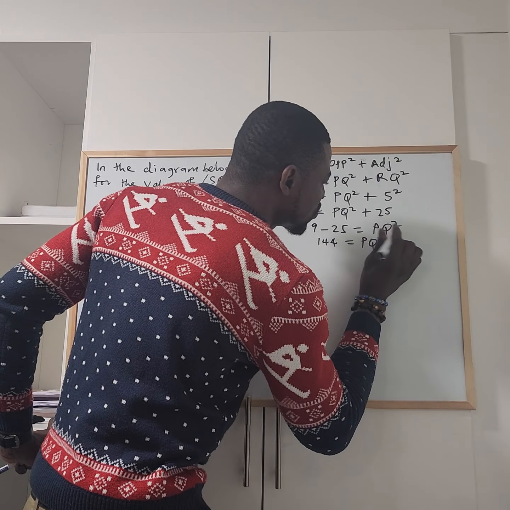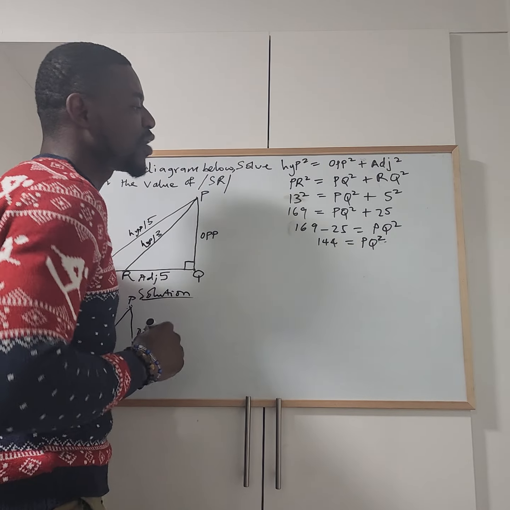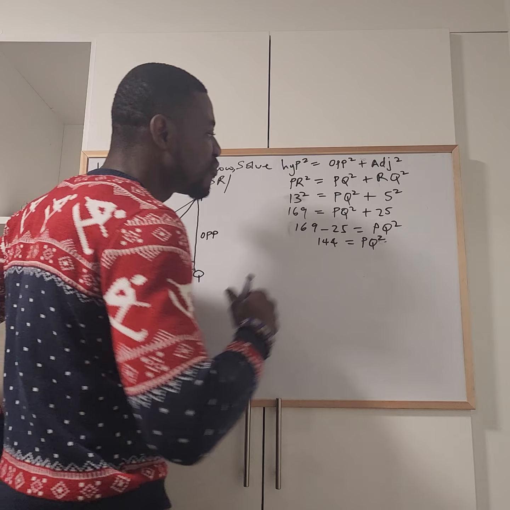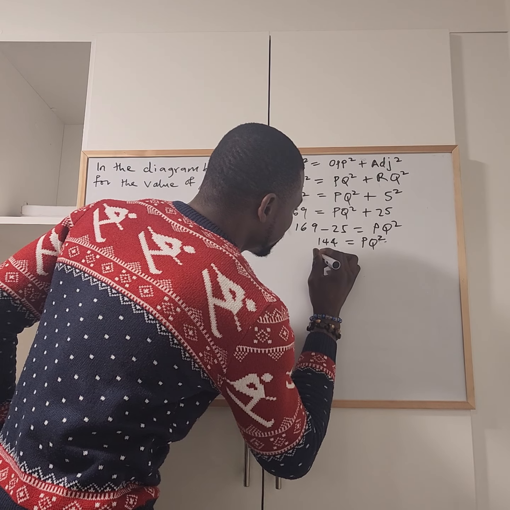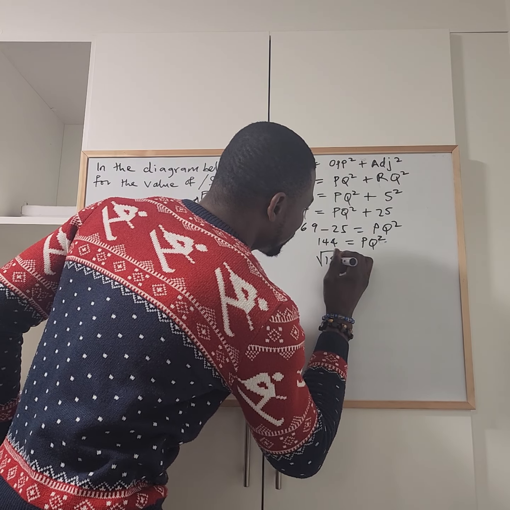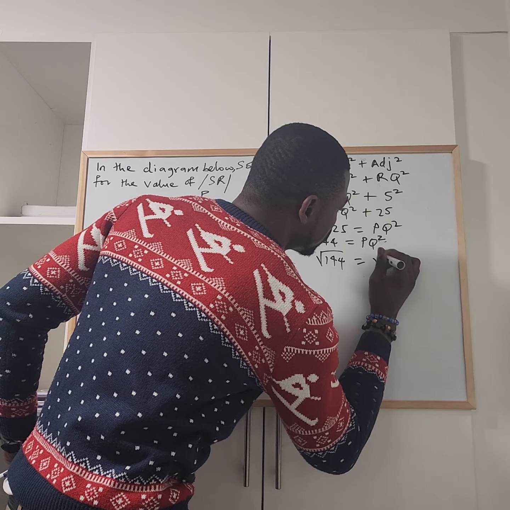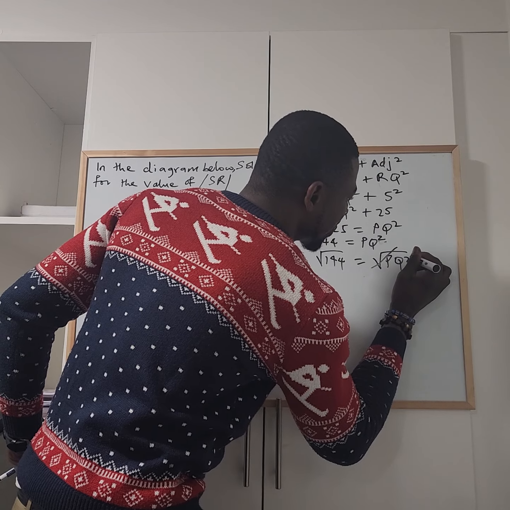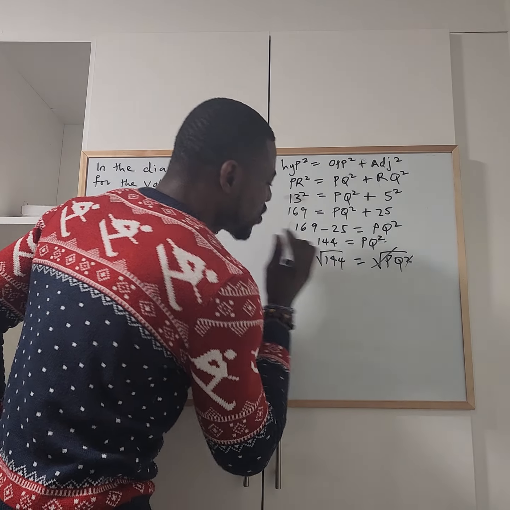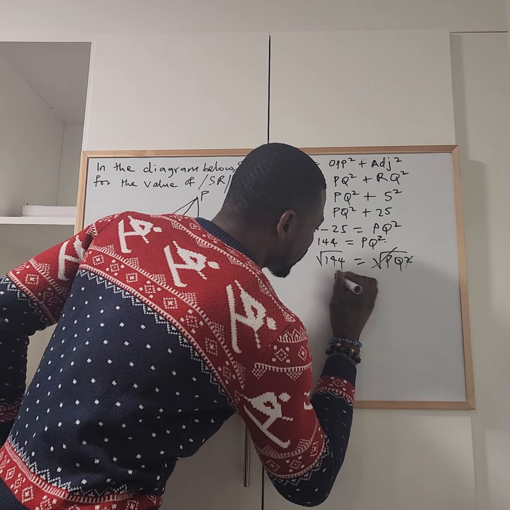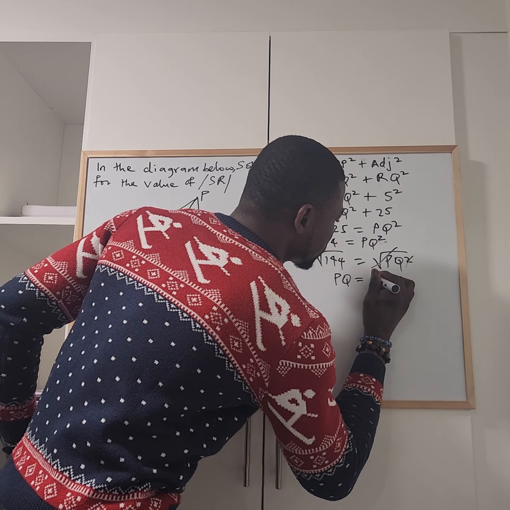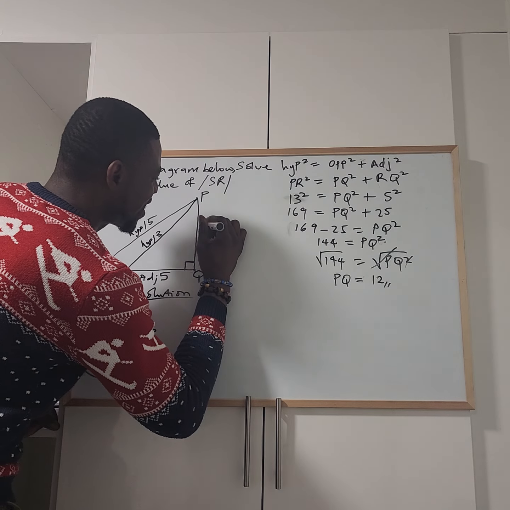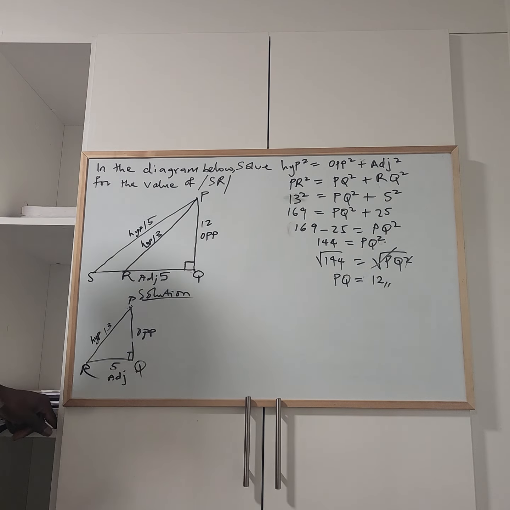So how do we remove this square? By introducing square root. So take the square root of both sides. That means square root of 144 equals square root of PQ squared. The square root cancels the square. What is the square root of 144? We can therefore say that our PQ equals 12. So we have found the opposite, which is this side, PQ, as 12.